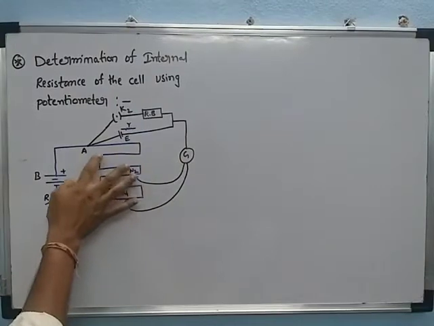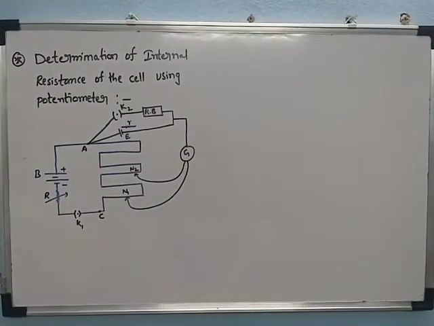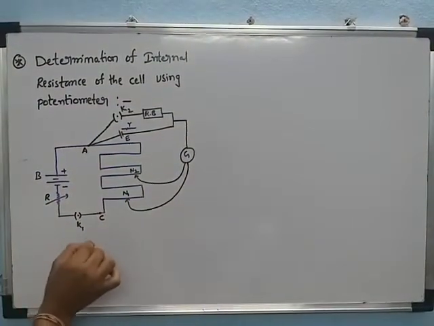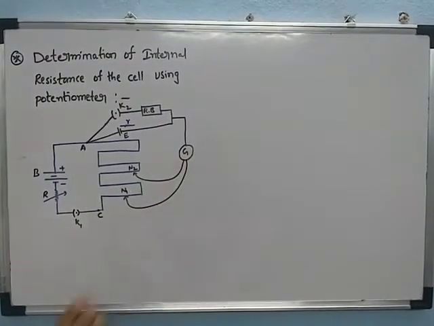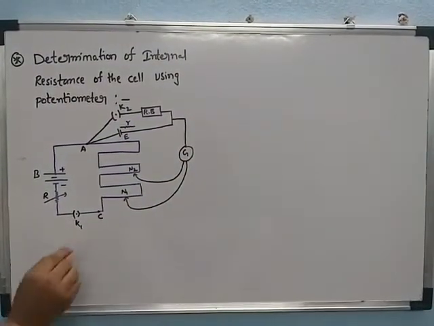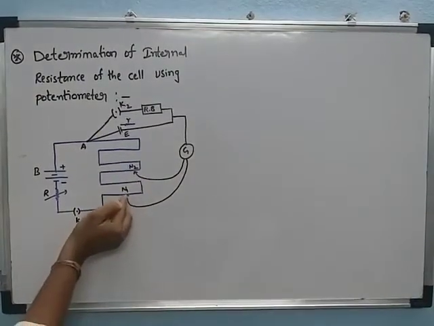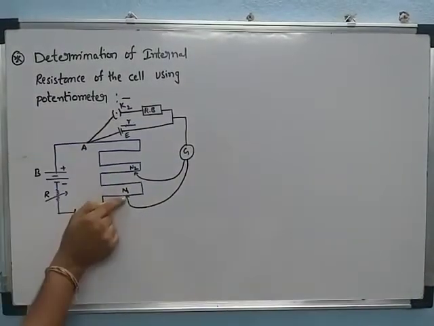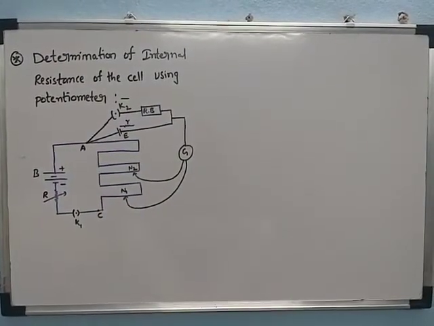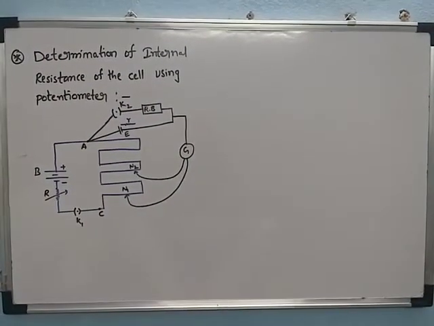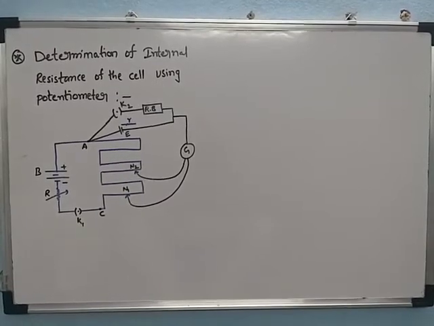The jockey is pressed at various points on the potentiometer wire. At a certain position the galvanometer shows null deflection. We stop at that point and measure the length from A to that point, which is L1. That is the balancing length L1.